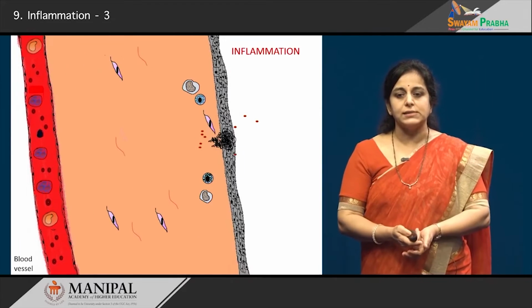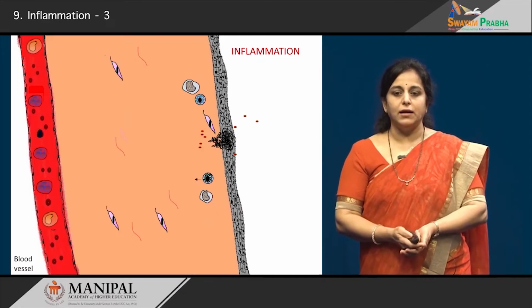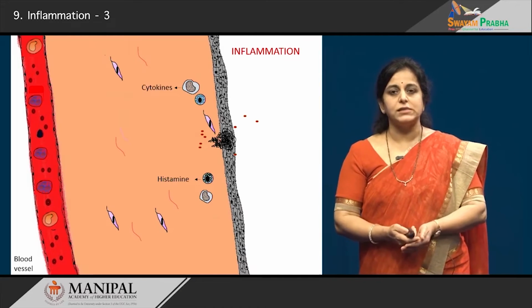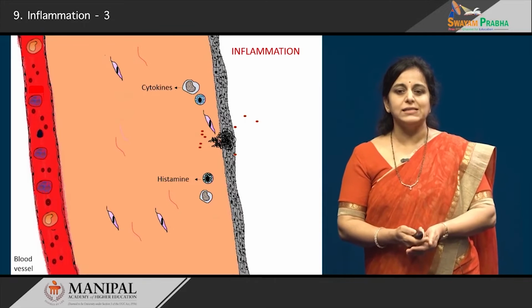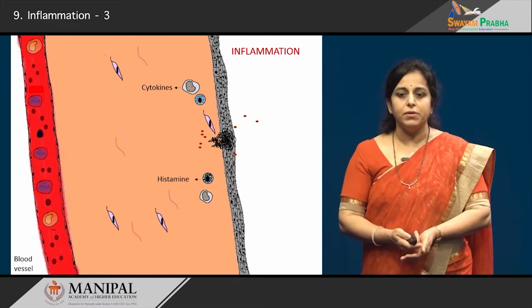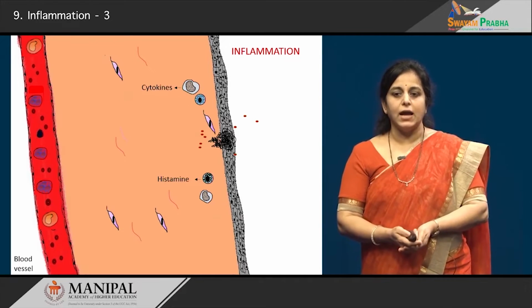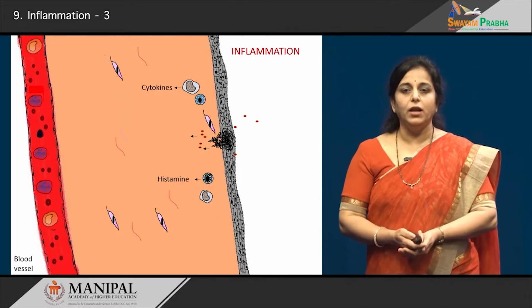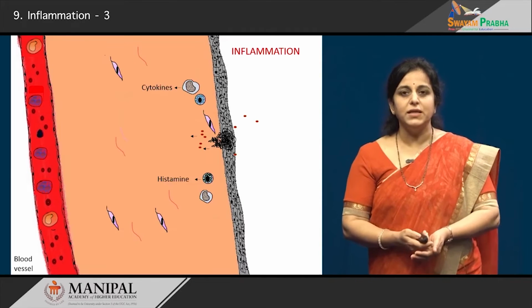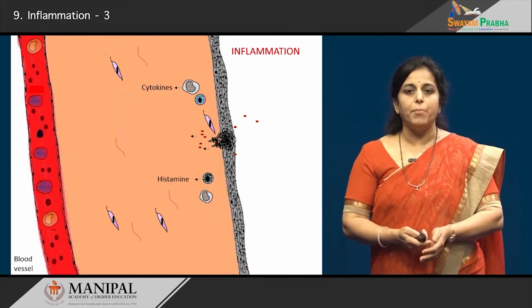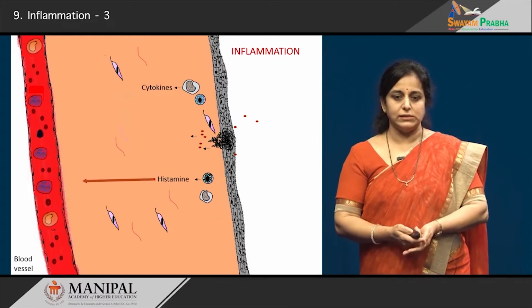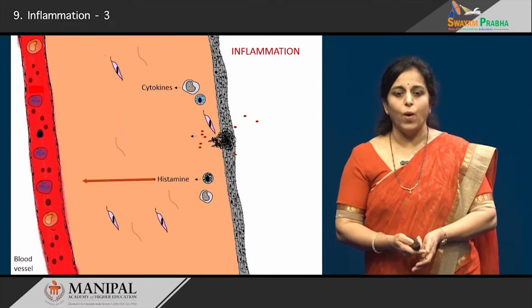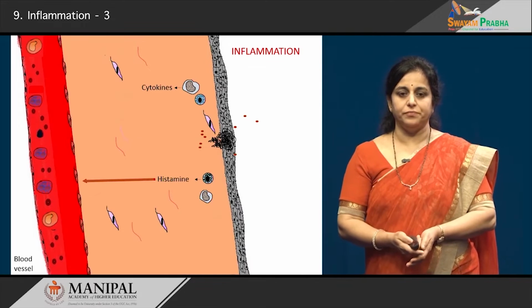So, the mast cells release a chemical called histamine. The macrophages release chemicals called cytokines. At the same time, the microorganisms and the dead tissues also release various factors. Now, what do these do? The histamine that is released by the mast cells primarily acts on the blood vessels, causing vasodilatation.